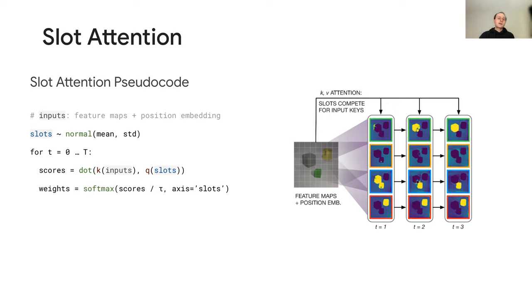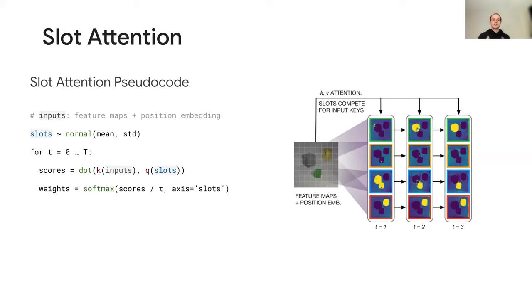So just like regular attention, but there's one core difference compared to regular cross attention, which is that we normalize the softmax over the query axis, which is the axis of the slots here.